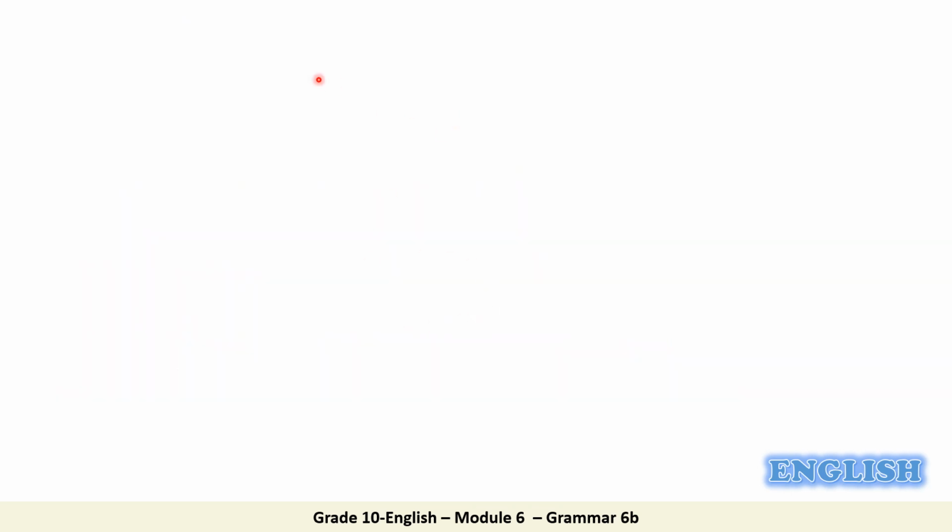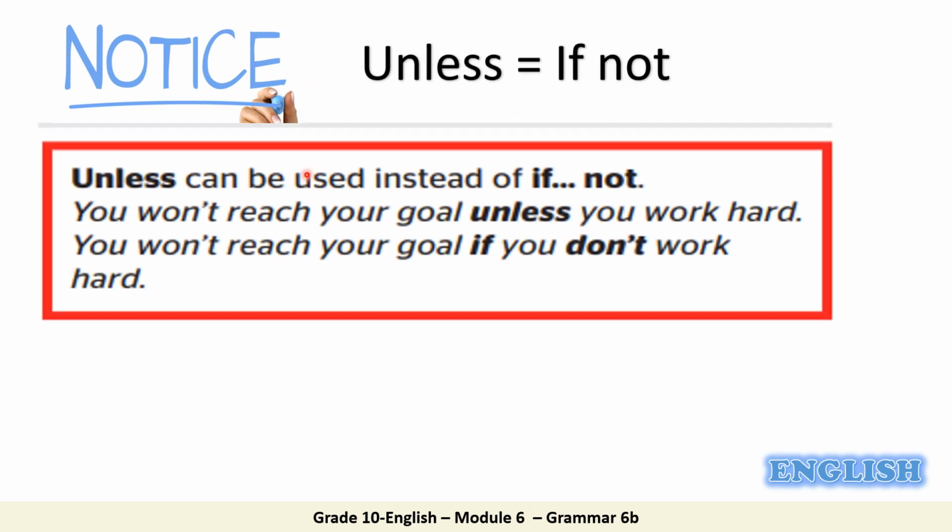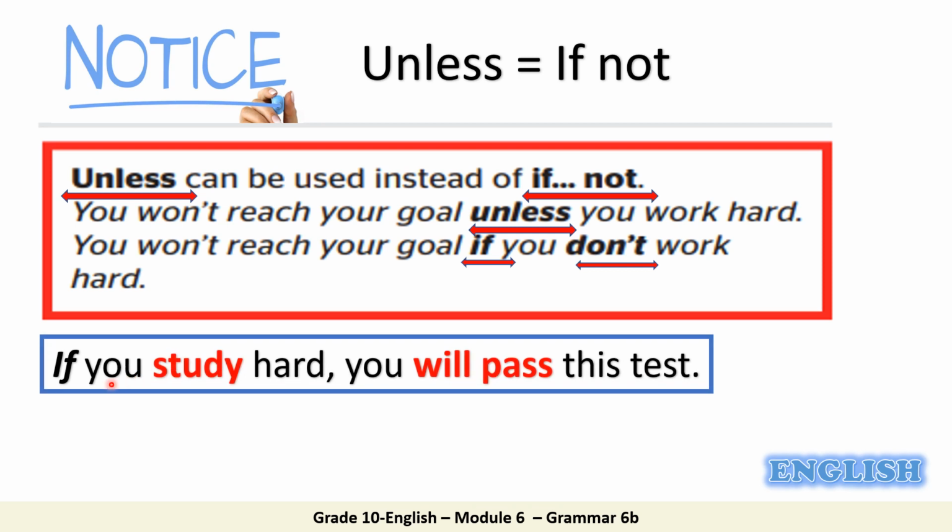And now let's talk about unless, which equals if not. Unless can be used instead of if not. For example, when you say you won't reach your goal unless you work hard. So if I want to replace unless with if, the sentence will be, you won't reach your goal if you do not work hard. Another example, if you study hard, you will pass this test.